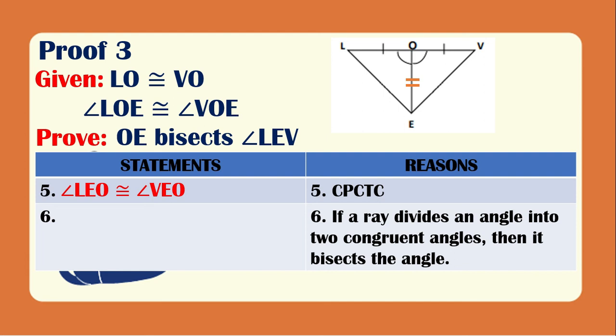And then for the sixth reason, if a ray divides an angle into two congruent angles, then it bisects the angle. So we can now prove our last statement, which is OE bisects angle LEV. So that's how we prove the perpendicular bisector and angle bisector using the triangle congruence.